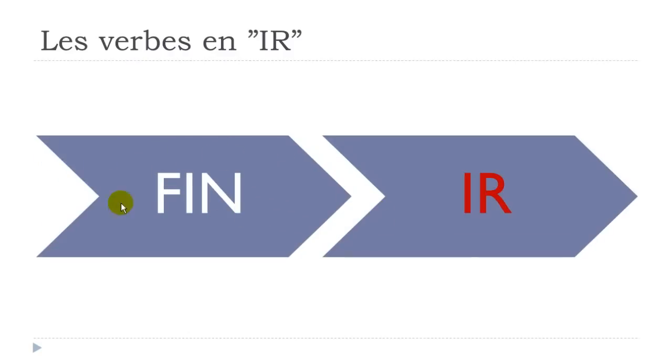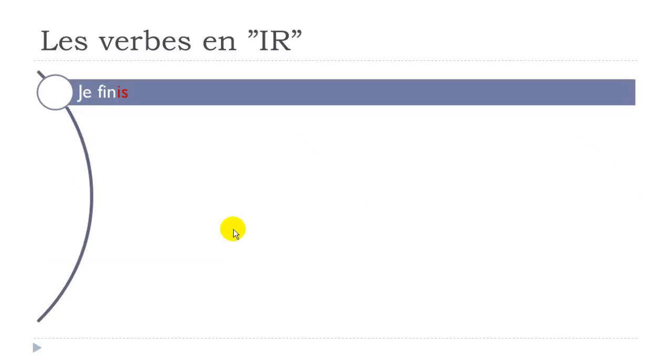We'll divide it in two, so F-E-N, and then we take away this E-R ending, all right? And we'll just keep this form here, F-E-N, to construct the present. So you take it and you put it here, and after that you will add this ending. So for je, it will be E-S. Je finis. Remember, final S is not pronounced.